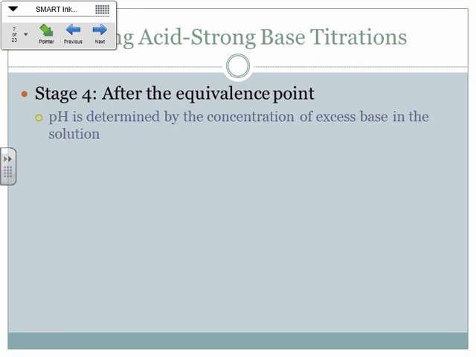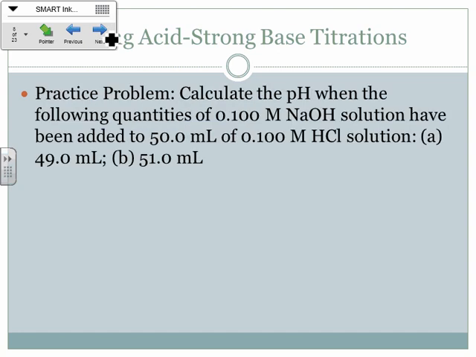And then after the equivalence point, you just figure out how much extra base you have dumped into this thing, and then you calculate your OH minus concentration, and that'll give you the new pH of the solution. Does that make sense? Everybody with me? Okay. So practice problem here.